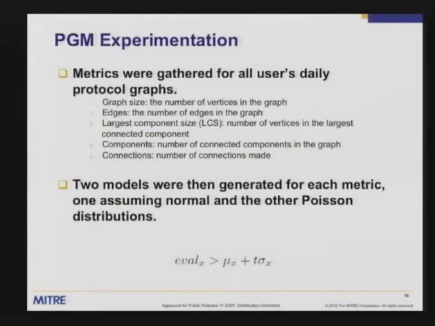So what we did when we looked at the work for the protocol graphs, we generated some metrics that basically help us capture some of the behavior of a user within the network. The first one being the graph size. This was just a straight standard graph model: the number of vertices, the number of edges, the largest component size, the number of components, and the number of connections. Some of them are distinctly correlated; the number of edges is clearly going to have some correlation to the number of nodes. If you increase nodes, you're going to implicitly increase edges.